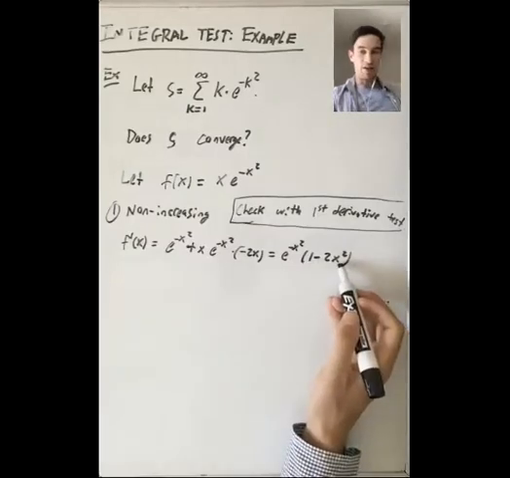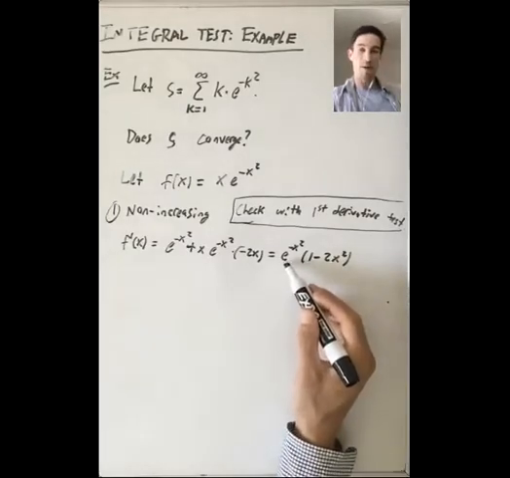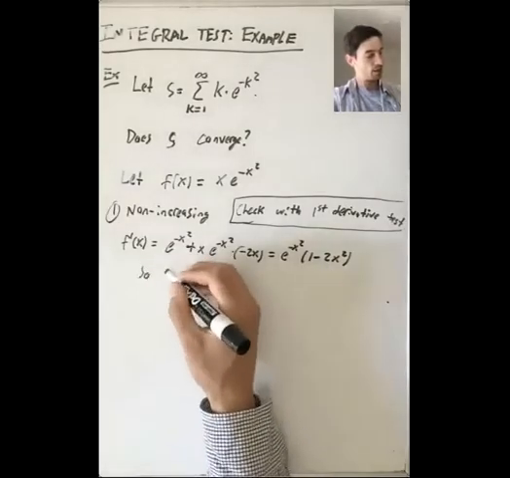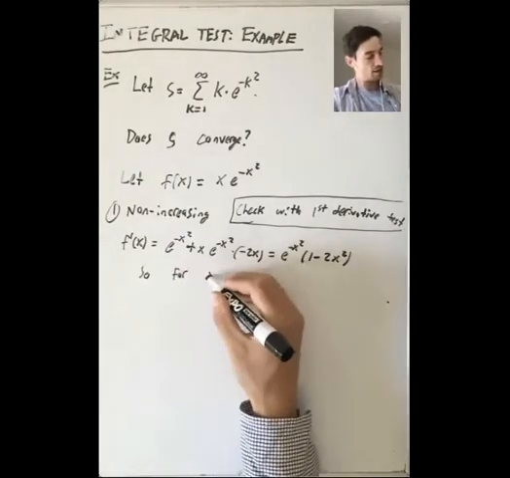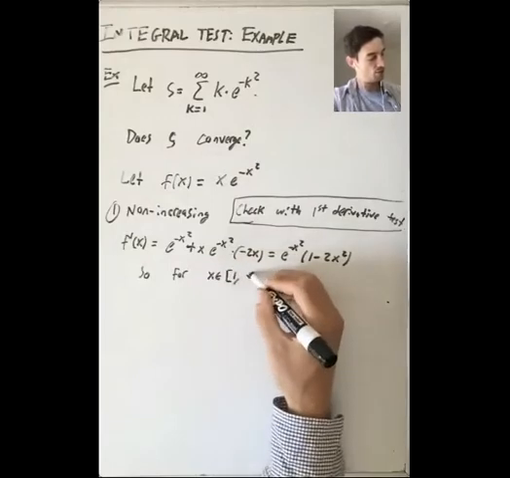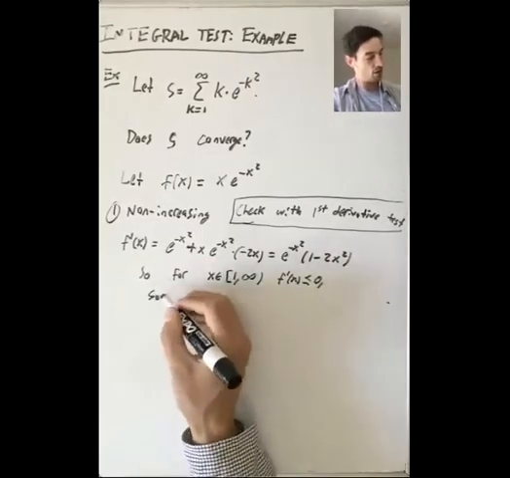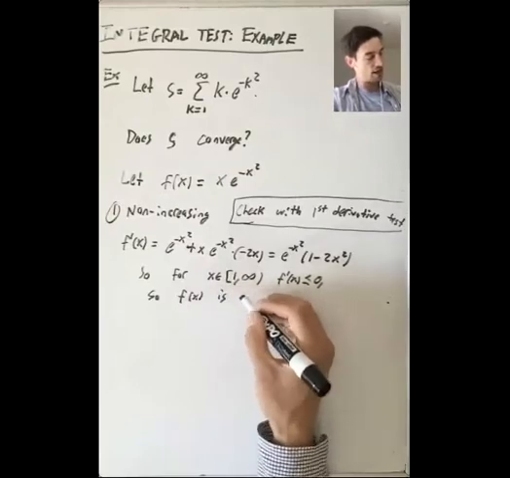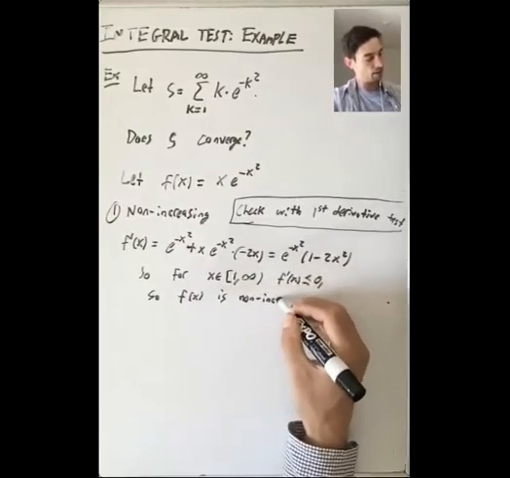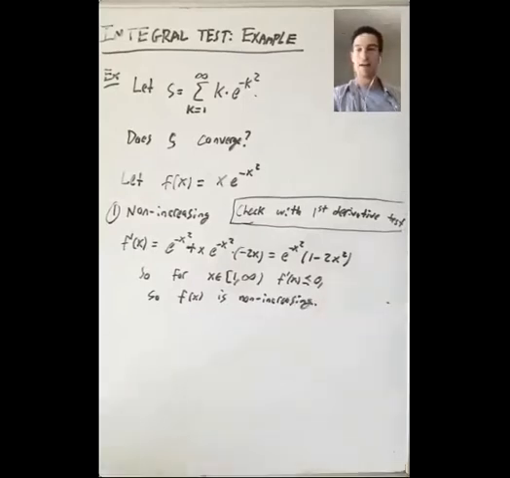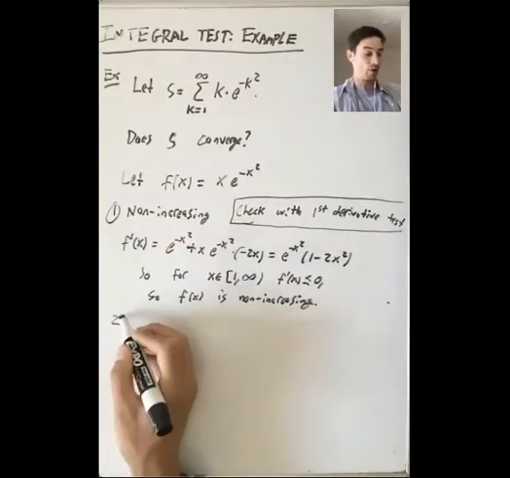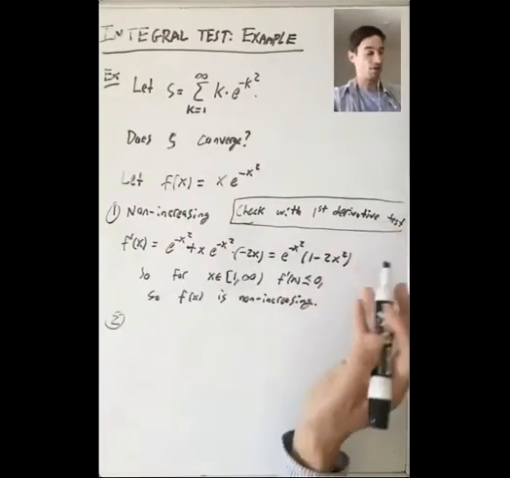So if x is bigger than or equal to 1, f prime of x is less than or equal to 0. So for x in this interval from 1 to infinity, f prime of x is less than or equal to 0, so f of x is non-increasing. This is common. If you have a series where you're going to apply the integral test, and that series is a little more complicated looking, sometimes you have to do a little bit of work to see that the function is non-increasing. But what do you do? You apply the first derivative test.